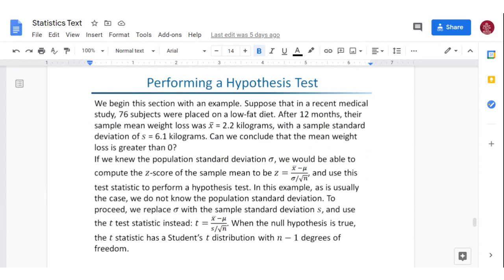I'm sorry, I'll back up again. They're giving you X bar from the sample, and they're also telling you that the sample standard deviation is 6.1, and they're also labeling it as S, which is a double indication that you don't have sigma, that you've got S. It's the sample standard deviation. It's S.